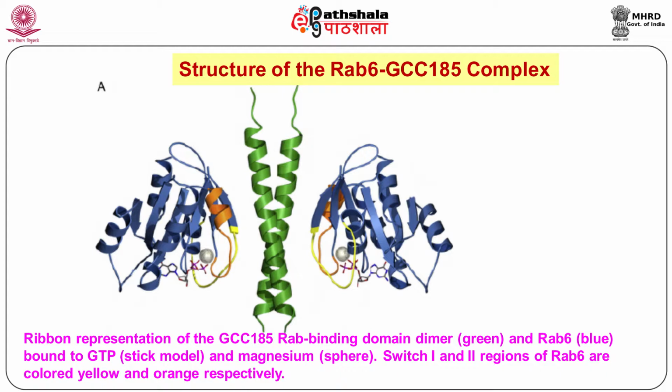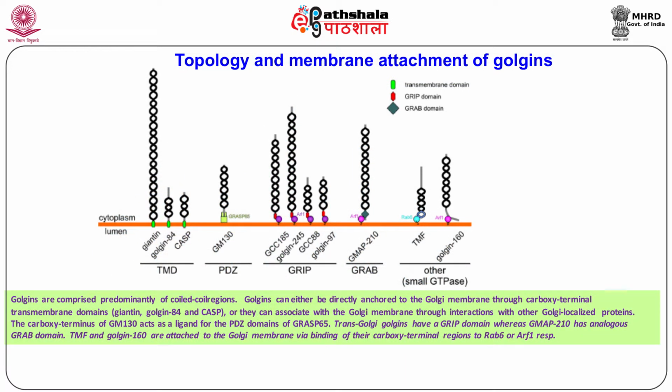GCC185. GCC185 is observed as a dimer in green color and Rab6 proteins are seen in blue color. Transport of molecules from ER to Golgi require fusion between the donor and acceptor components.